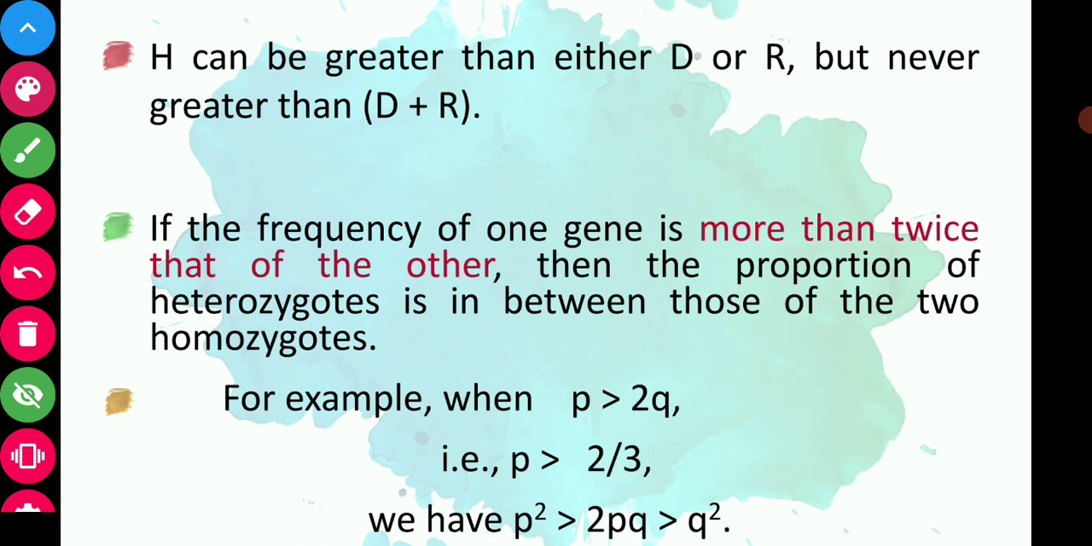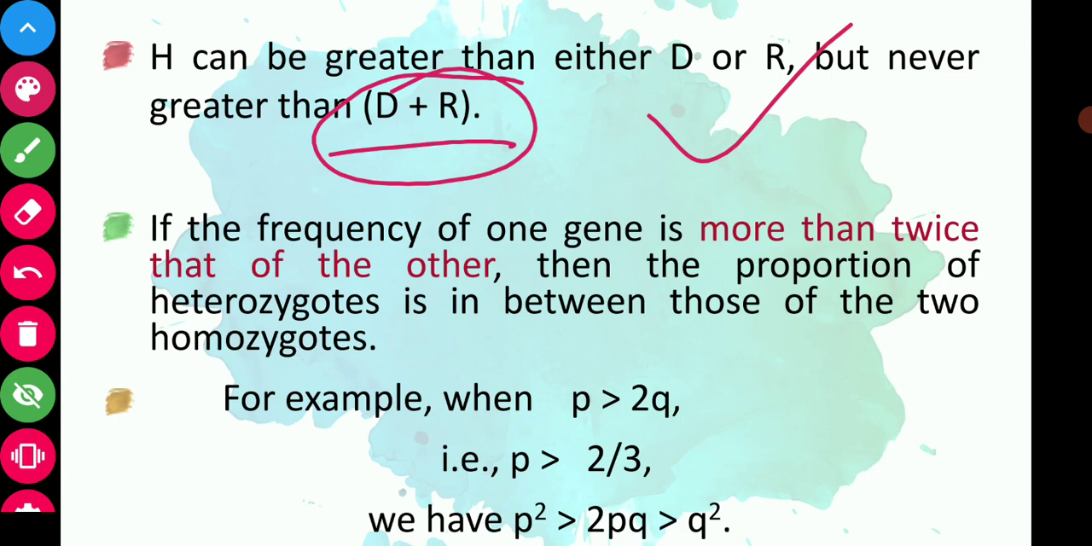Next, H, that is the heterozygote, can be greater than either D or R. That means the frequency of heterozygotes may be greater than either dominant or recessive, but it will never be greater than D plus R, the sum of the dominant and recessive genotypes. So this is another property of a population at equilibrium.